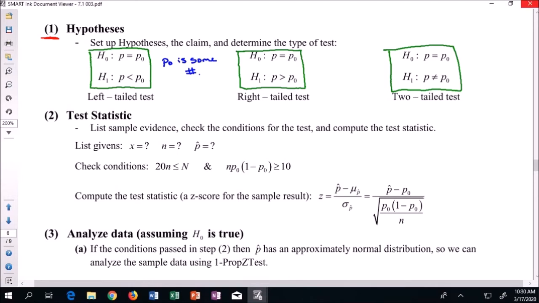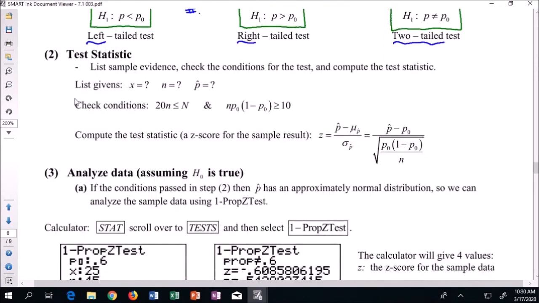And this creates a couple different types of what we would call tests. You'll see that when I deal with this less than sign in the first case, I create a left-tailed test. When I'm interested in something being greater, I get a right-tailed test. And when I'm interested in something not being equal, I get a two-tailed test. And we'll take a look at each of these instances in some of the examples to come. We'll see that there tends to be a distinction between what happens with the left and right tail tests versus what happens with the two-tailed test. Okay, but essentially, step one is write your hypotheses.